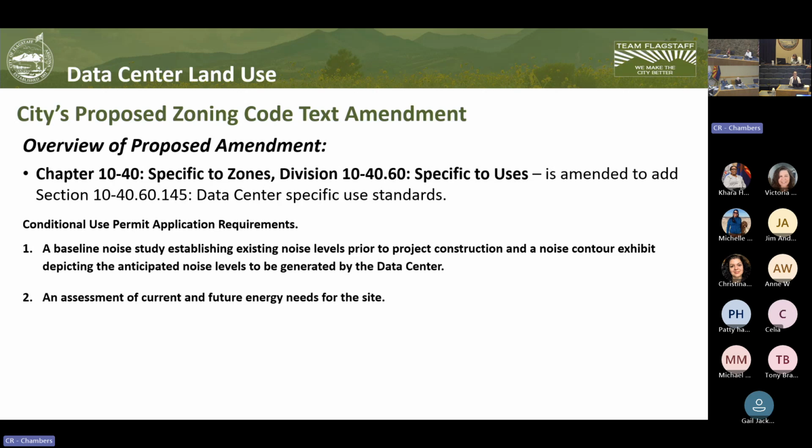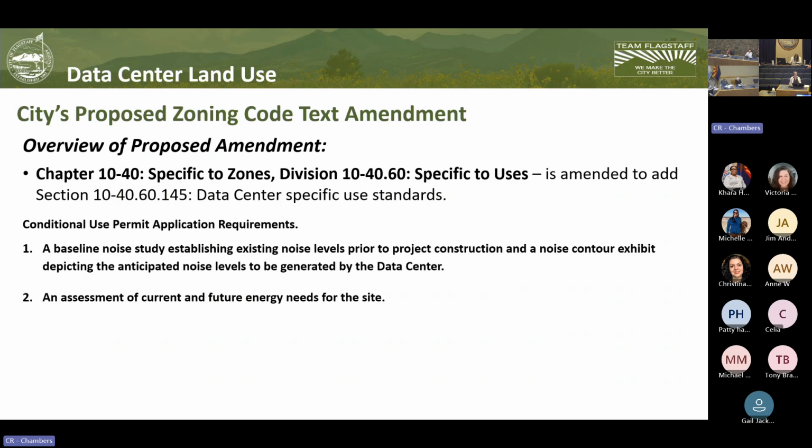Again, we like to try to make the code as clear and concise for all, including the applicants as well as those reviewing them. So there's an additional level of information, knowing that the big baseline concerns that come through about data centers are generally about energy use, noise, design, and water use.